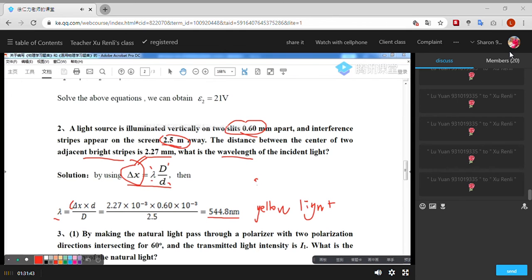Yellow light is in this range. Maybe yellow, maybe green, I'm not sure. But not red. Red is usually around 640 nanometer. This is red light.